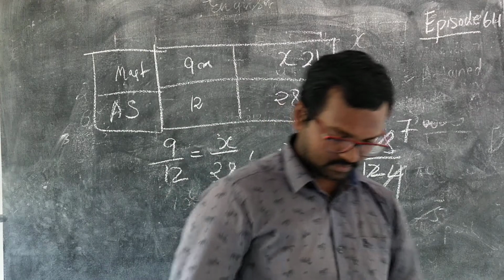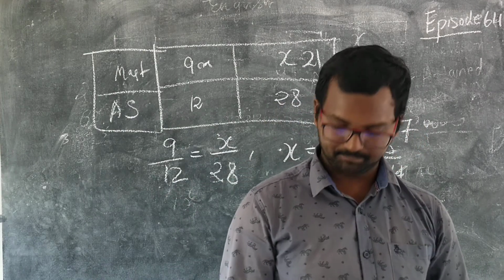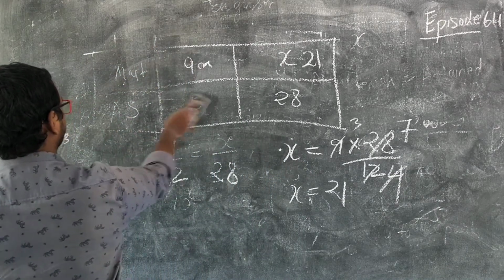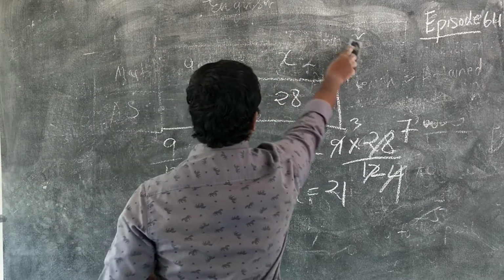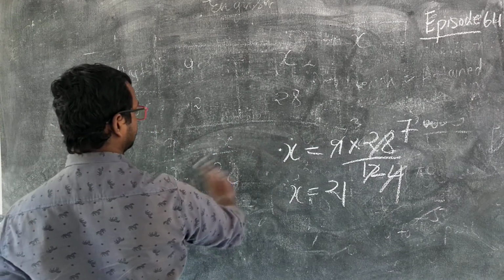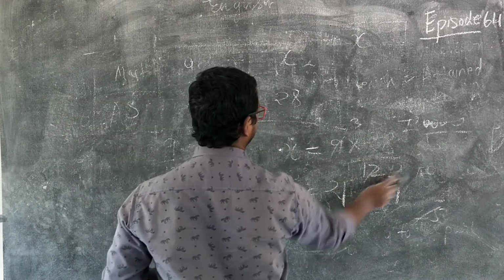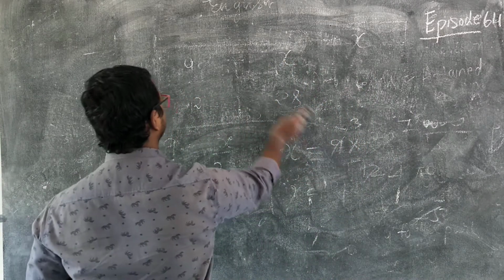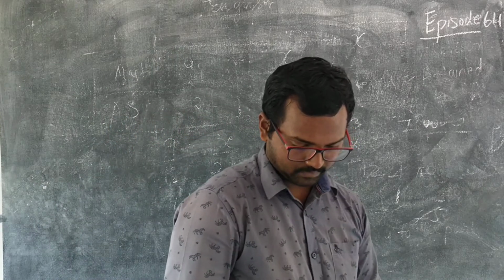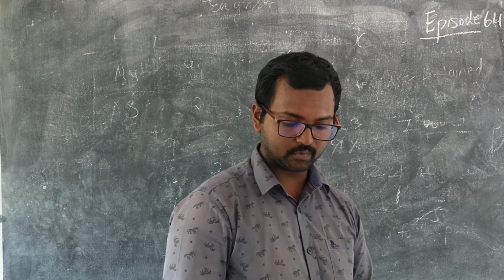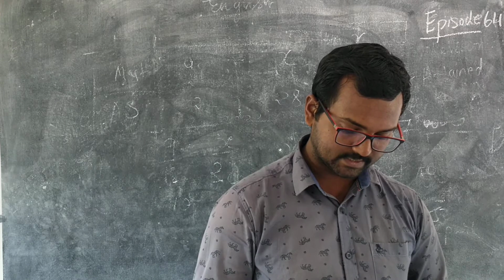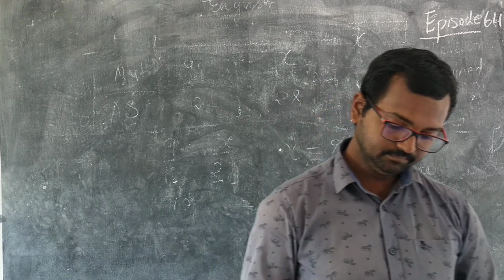Okay. Now let's move on to the seventh one. Suppose 2 kilo of sugar contains 9 into 10 power 6 crystals. How many sugar crystals are there in 5 kilo of sugar?